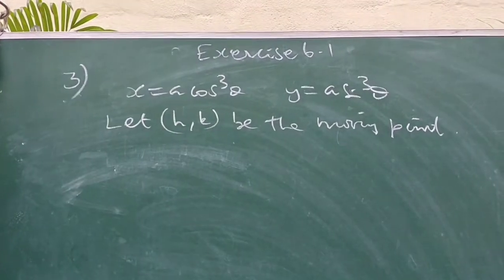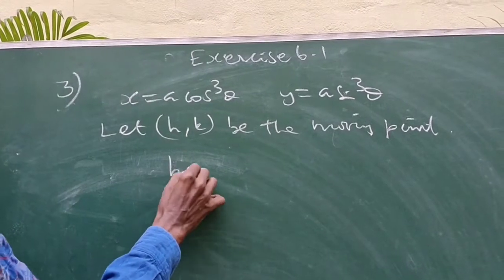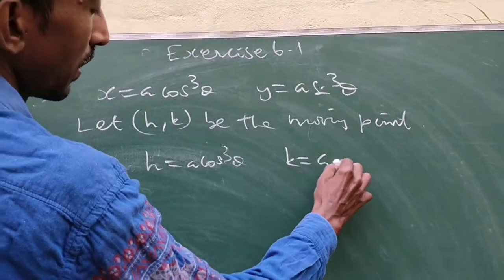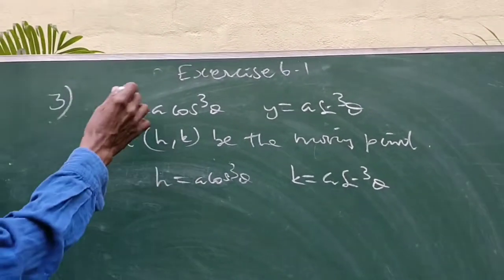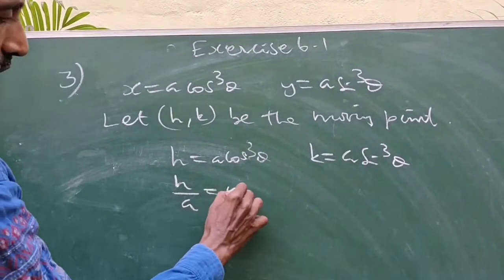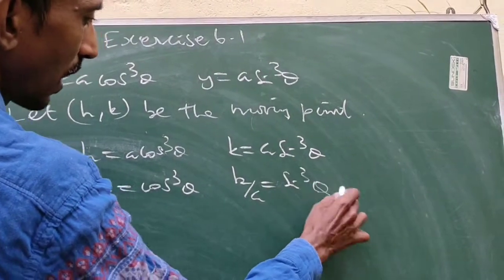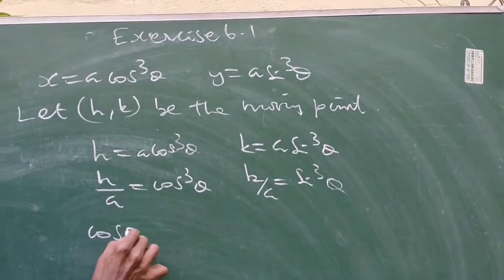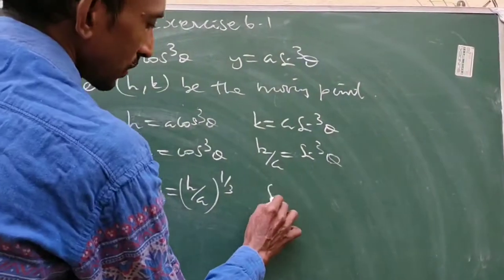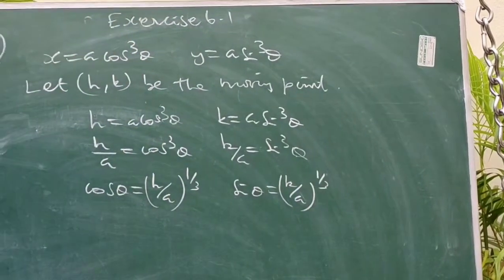No need to use that one, we can apply directly. So h equal to a cos cube theta, k equal to a sin cube theta, or if you want you can move directly. So h by a equal to cos cube theta, k by a equal to sin cube theta. So cos theta equal to h by a the whole power 1 by 3, sin theta equal to k by a the whole power 1 by 3.